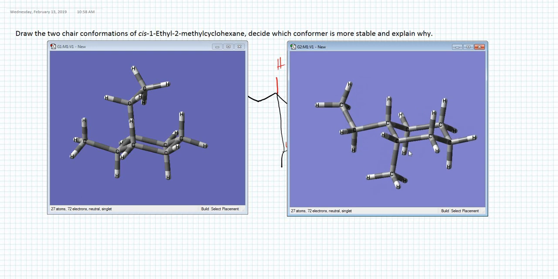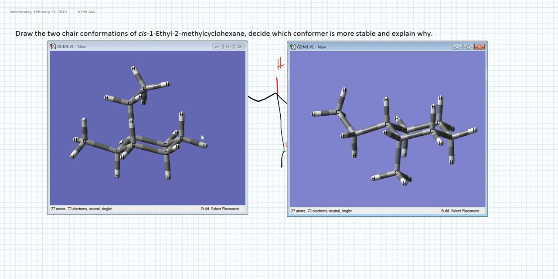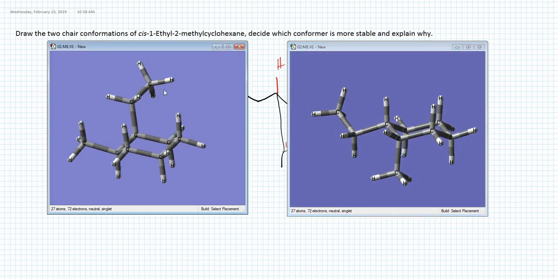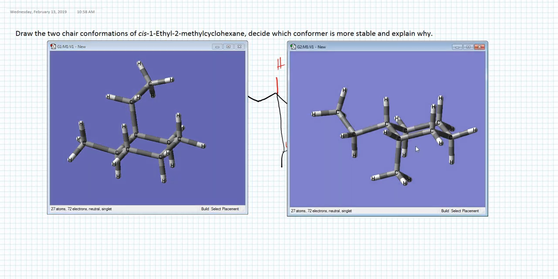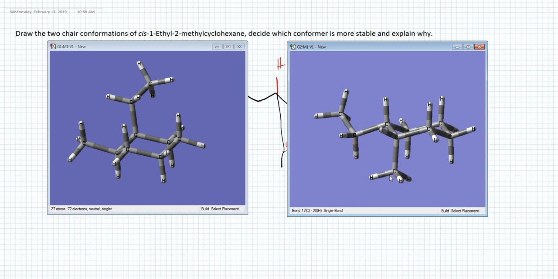We can again visualize here. For A, we have an axial ethyl group and two axial hydrogens, this hydrogen and ethyl group, and this hydrogen and ethyl group. So this causes more steric strain than the axial methyl and hydrogen interactions in conformer B.